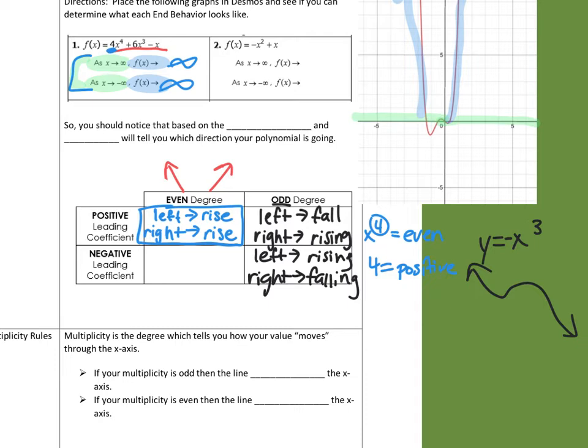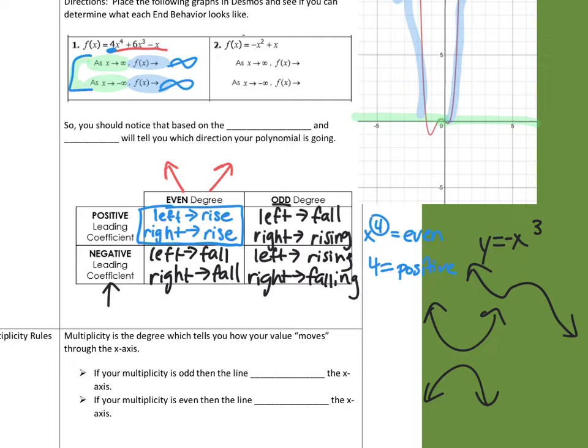Okay, same thing if we change the coefficient on an even degree. Just like if I had a U that was going up in both directions, and I made it a negative x squared, it would flip down. So I know that to the left I'm falling, and to the right I'm also falling.